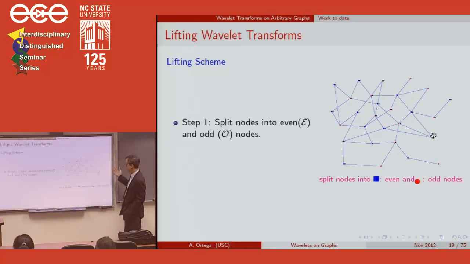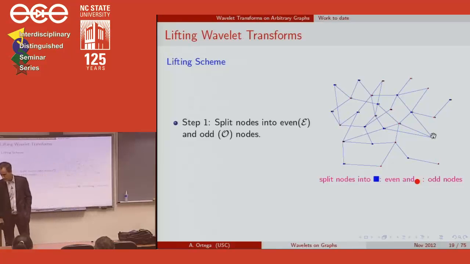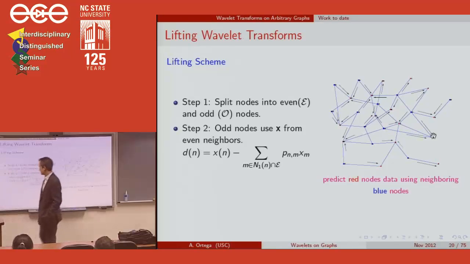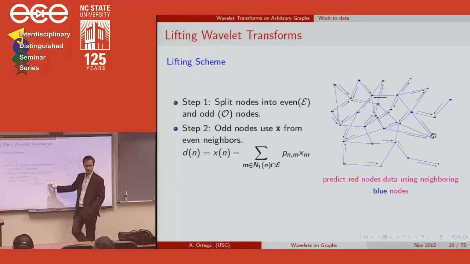This is our initial graph. Can be completely arbitrary, doesn't need to be mapped to Euclidean space or anything. In this arbitrary graph, we simply decide that some nodes are even, some nodes are odd. Okay? And how to do that we'll discuss in a minute. And then what we do is we first, for every odd node, we use information from their even neighbors. So, and what we do is a prediction. So we predict from the even neighbors a value for the odd node.